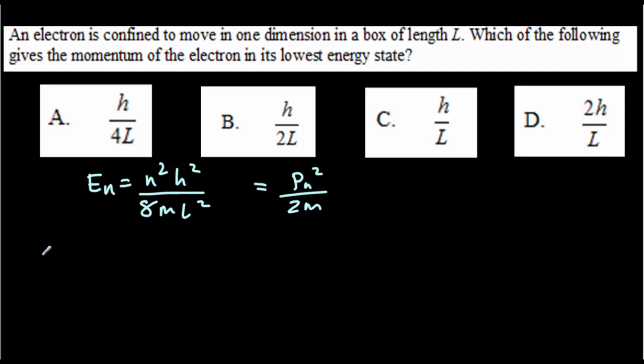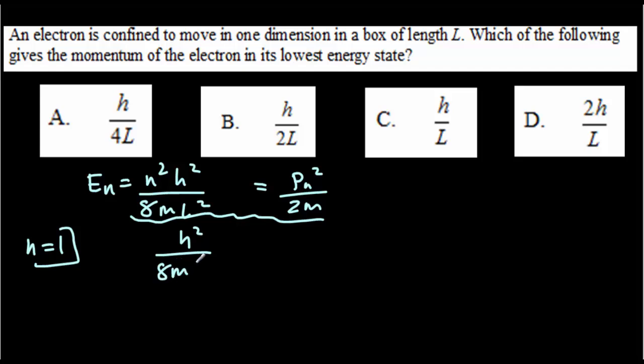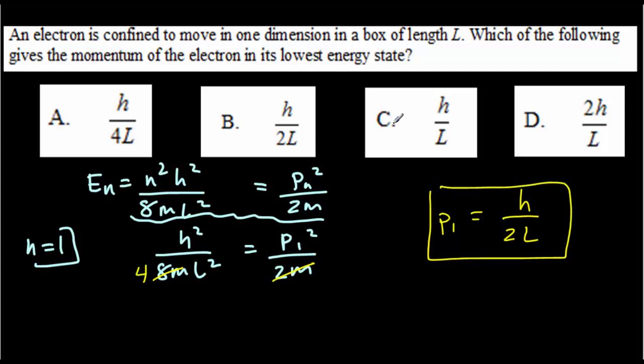So now you can take the case where n equals 1 and equate these two equations. We're going to get h squared divided by 8ml squared equals p_1 squared divided by 2m. And then we can multiply both sides of the equation by 2m, and then we need to take the square root. And when we take the square root, we're going to get that p_1 is going to equal h divided by 2l. So the correct answer is B right here.